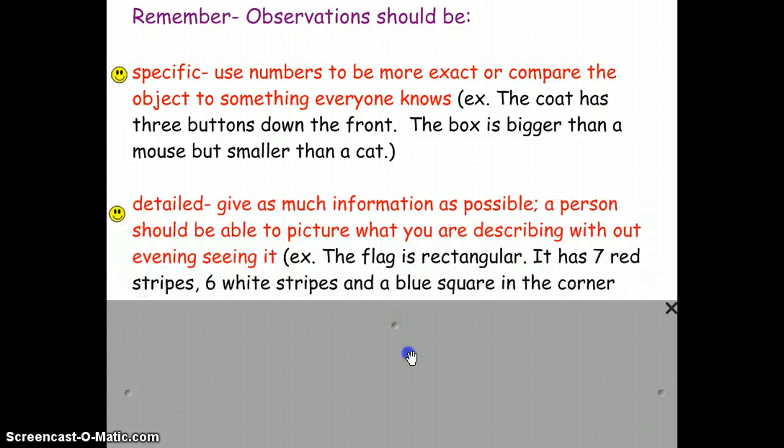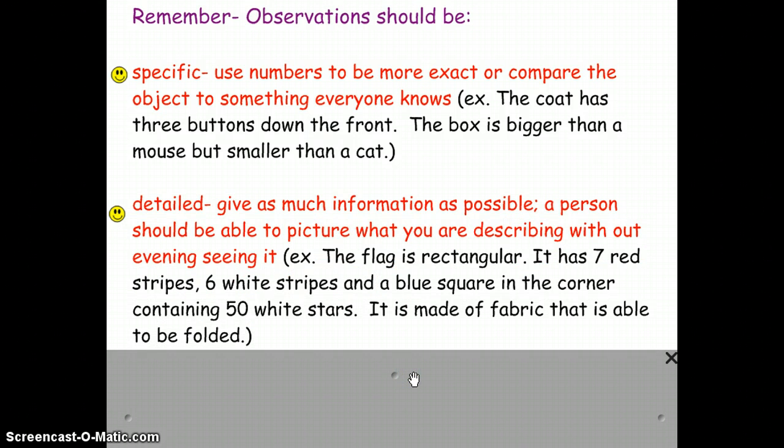Remember, your observation should be detailed. You want to give as much information as possible. A person should be able to picture what you're describing without ever seeing it themselves. For example, if I was to describe the American flag, I might give details like the flag is rectangular. It has 7 red stripes, 6 white stripes, and a blue square in the corner containing 50 white stars. It is made of fabric that is able to be folded. I could go on and even give more details, but you notice I have multiple details. I've included numbers, colors, shape, location. All of those details are going to make the information much clearer.